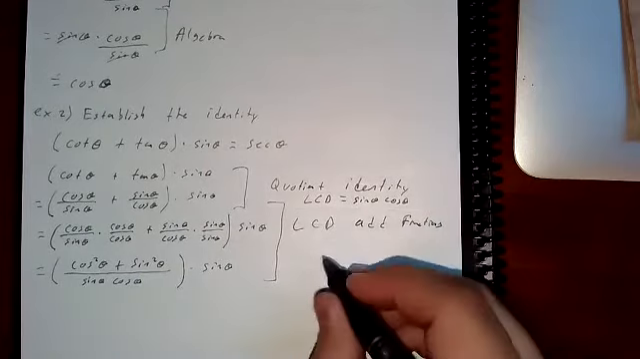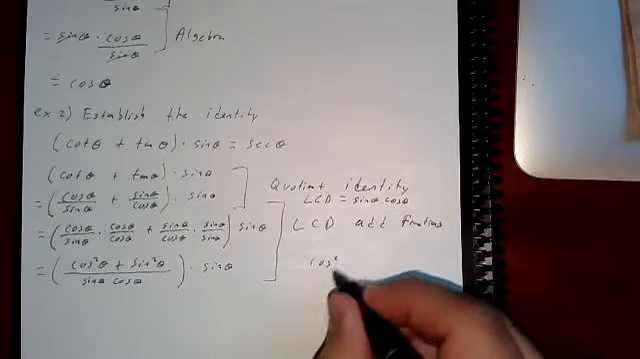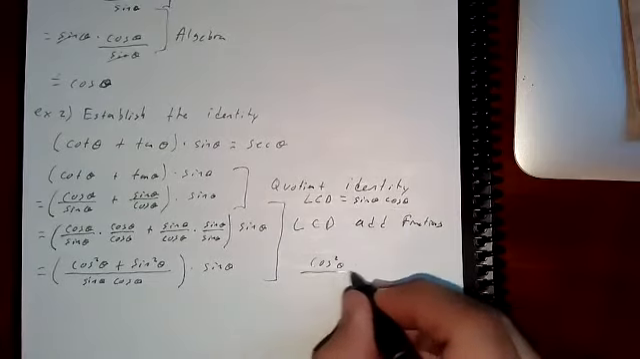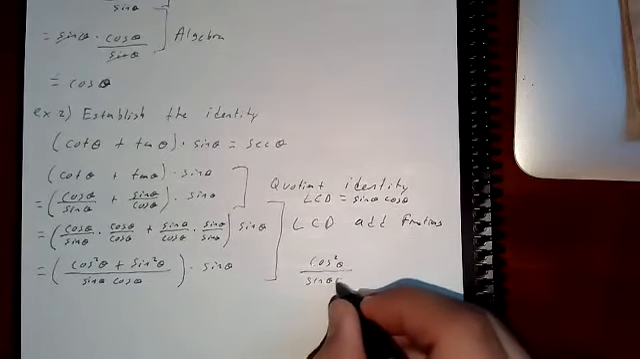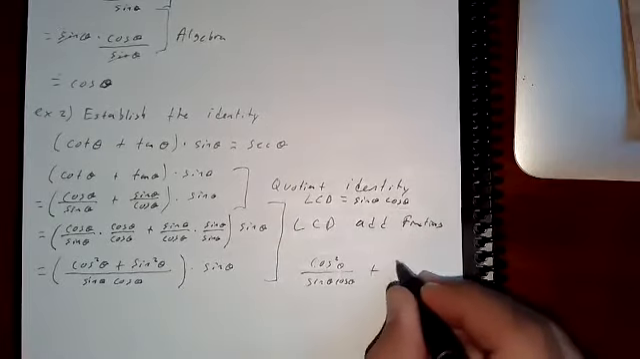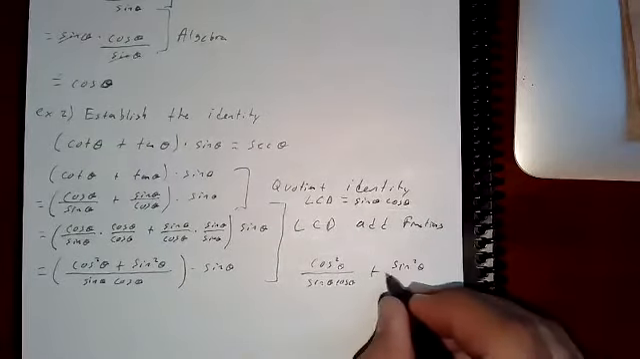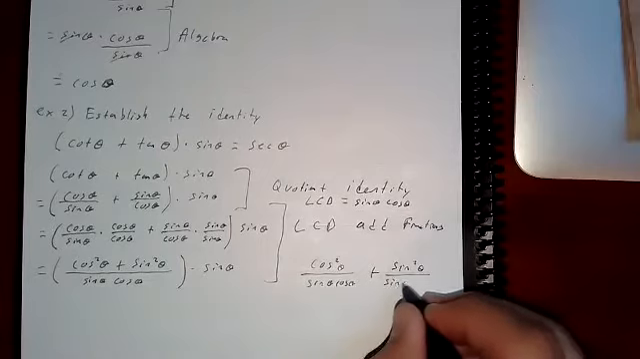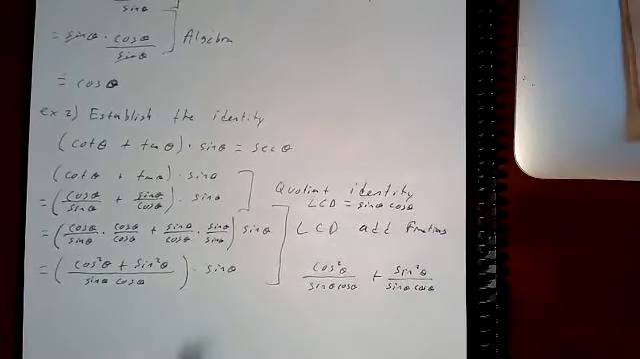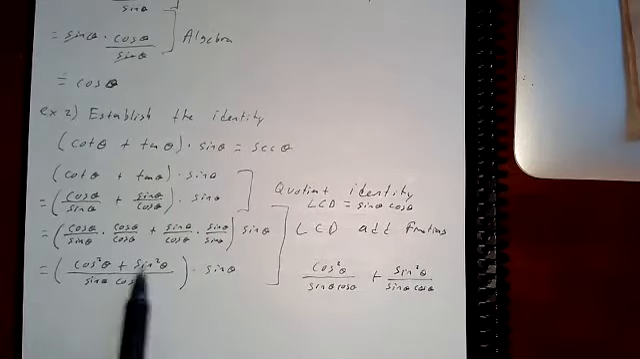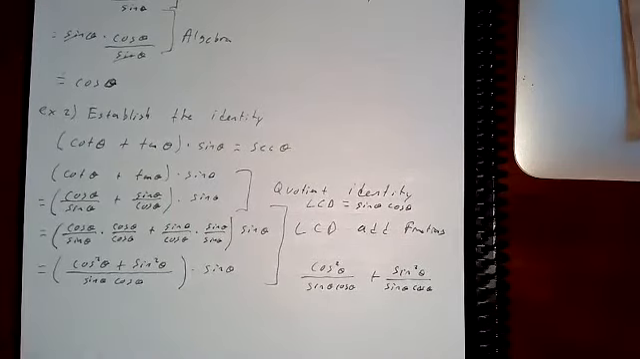So there's a mini step I skipped. This is the step I skipped here. So when you add these guys, you will just add the top part and leave the bottom alone. So that's how I got to here. Does that make sense? Okay.